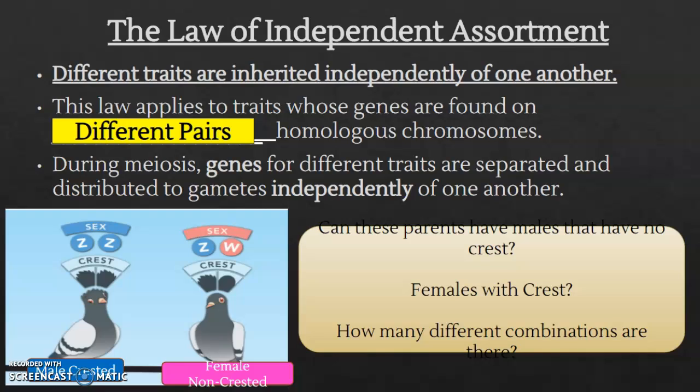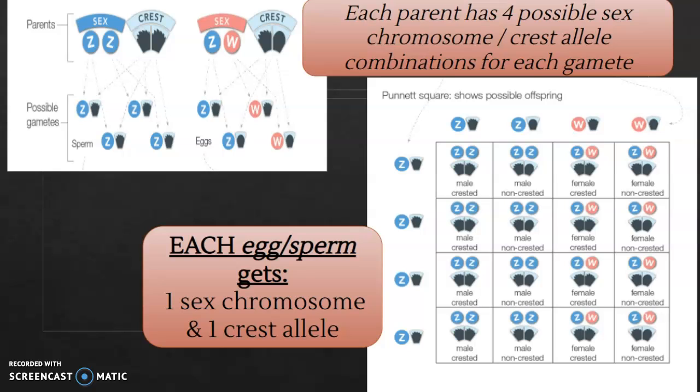Each pigeon parent has 2 sex chromosomes. So during gamete formation, each egg or sperm gets just 1 sex chromosome. When the male bird with the 2 Z chromosomes, which means he's crested, makes sperm, some sperm get 1 of the Z chromosomes and some get the other. When a female bird with 1 Z and 1 W chromosome makes eggs, some get the Z chromosome and others get the W. So let's look at this dihybrid cross to see that males can be created with no crest, females can be created from these parents with a crest, and how many different combinations there actually are.